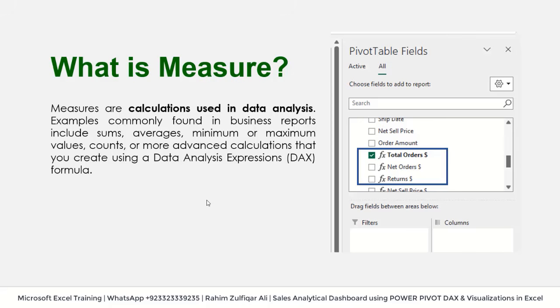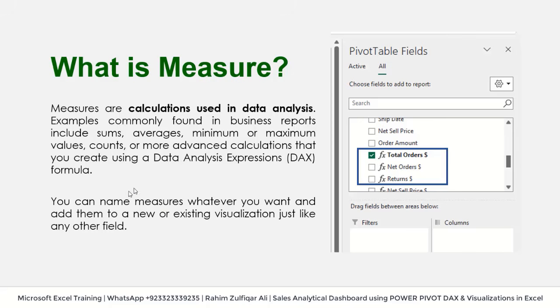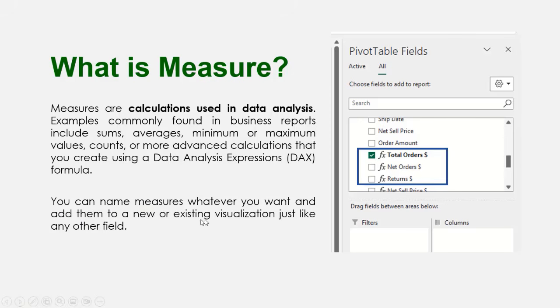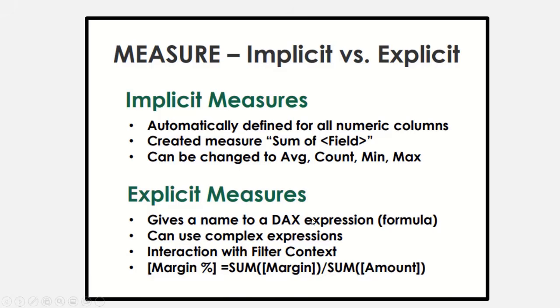Primarily there are two kinds of measures. The first one is implicit measure and the second one is explicit measure. But I hope you understood with this basic definition what a measure is. You can name measures whatever you want and add them to a new or existing visualization just like any other field. So now let's discuss what the different kinds of measures are. The one is implicit, the other one is explicit.